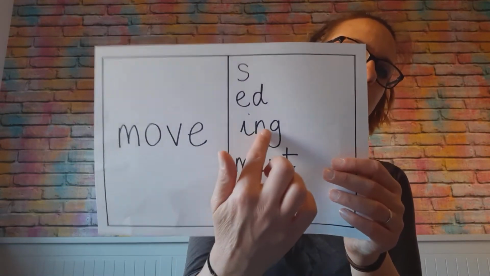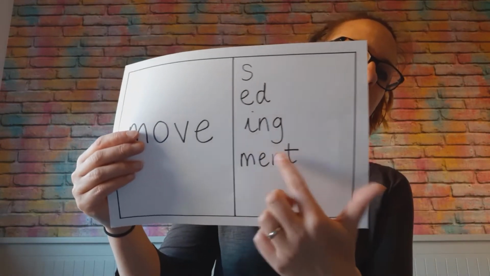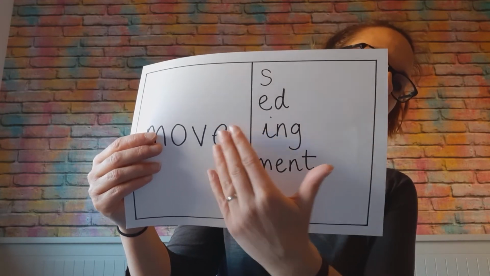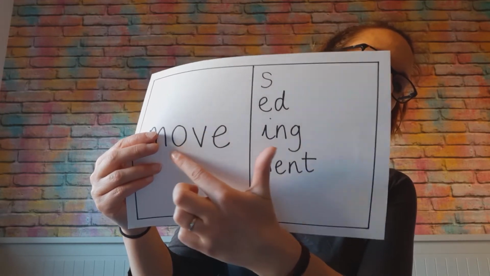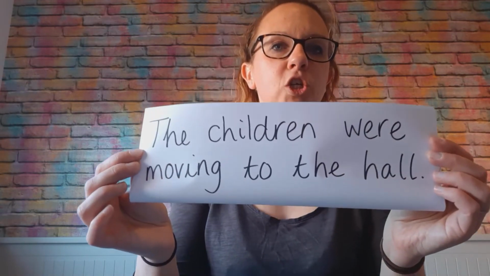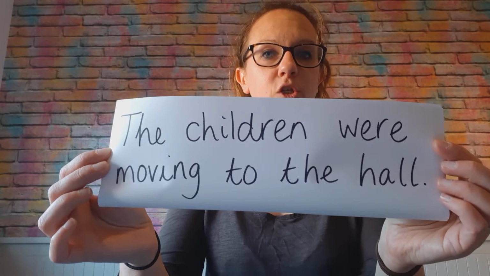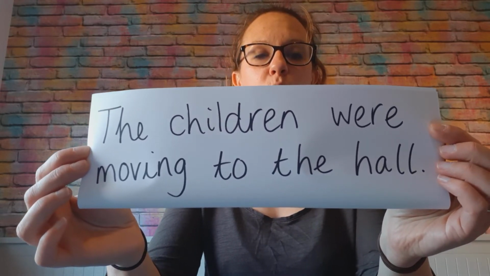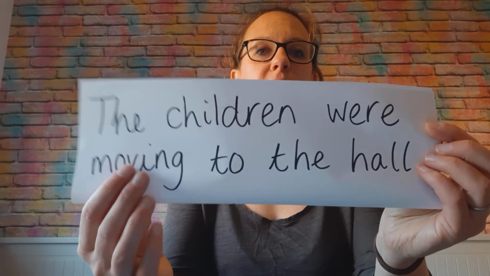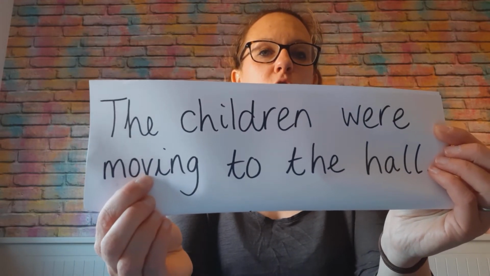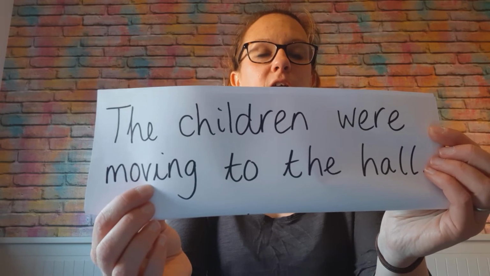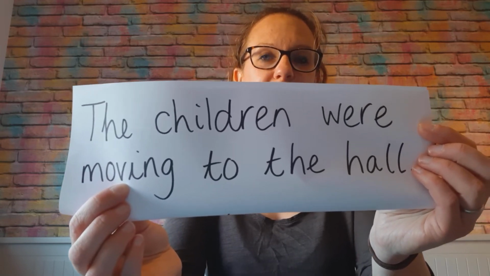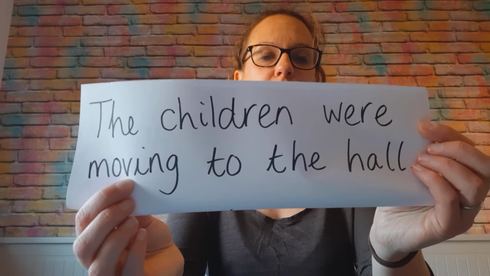Okay, now the other two words, we go back to our morpheme grid. We've got moving and we've got movement. You can see here, with ing, the I is a vowel, so we drop this E when we write moving. My sentence with moving is: the children were moving to the hall. For the word moving, I've not got my E in there because I'm adding the ing. So it's drop the E, add ing. That's a good way to think about it.